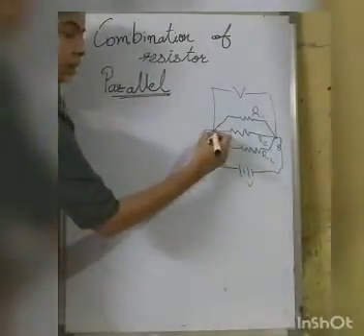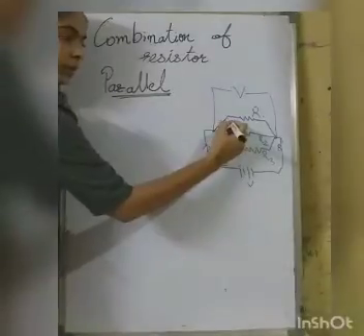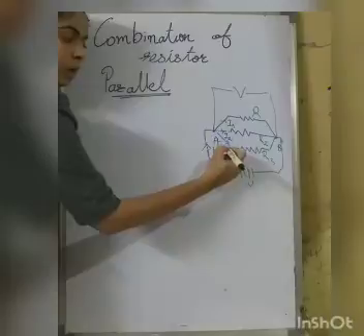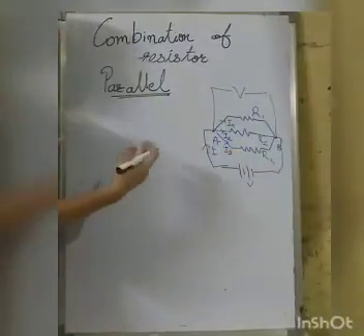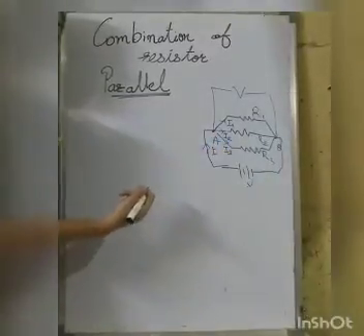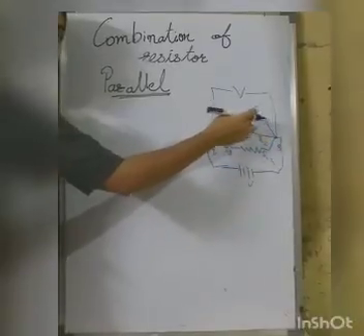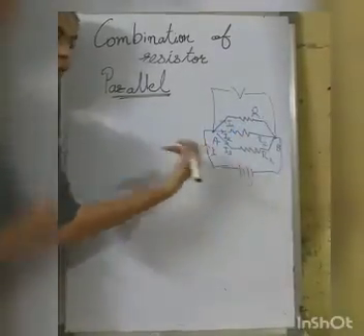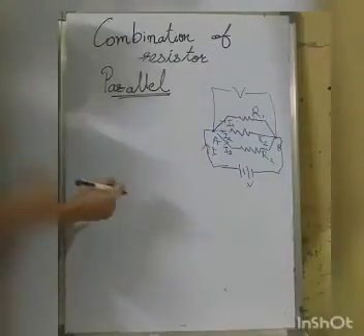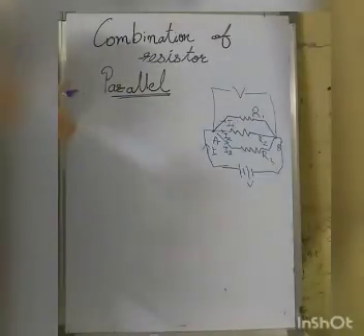Now what about current? Current will come at point A, or at terminal A it will come and it will get divided into I1, I2 and I3. That is I1 current through R1, I2 current through R2 and I3 current through R3. Right? And at point B it will get combined and I amount of current will flow through the circuit. Right? So we know this. Now we will find out the equivalent resistance.